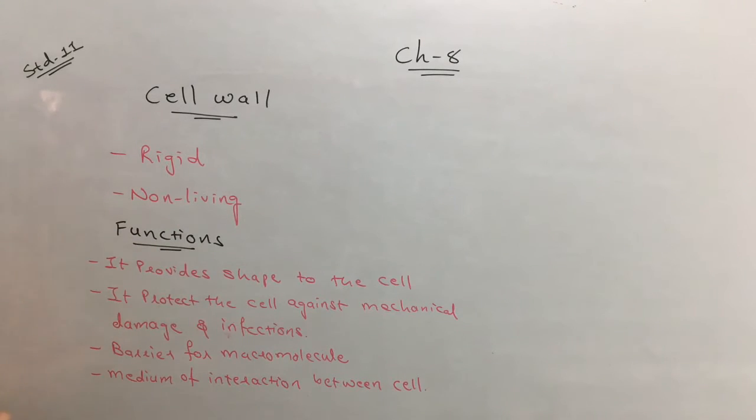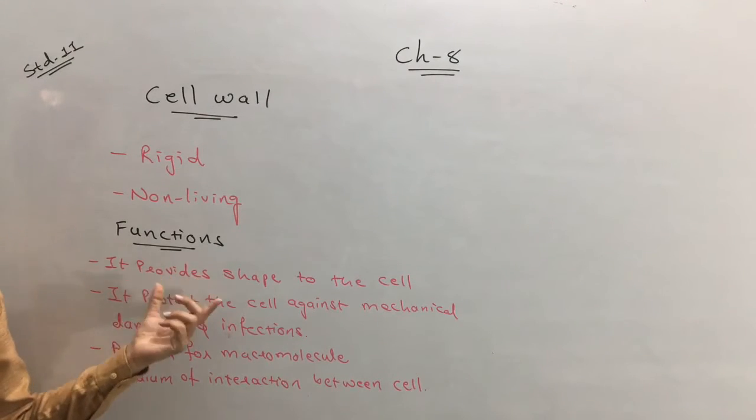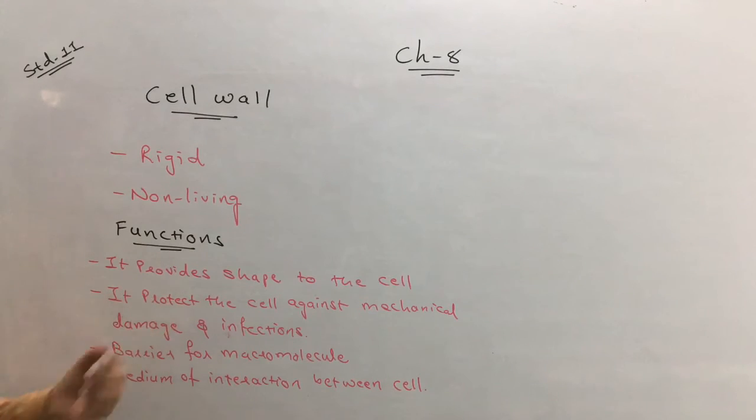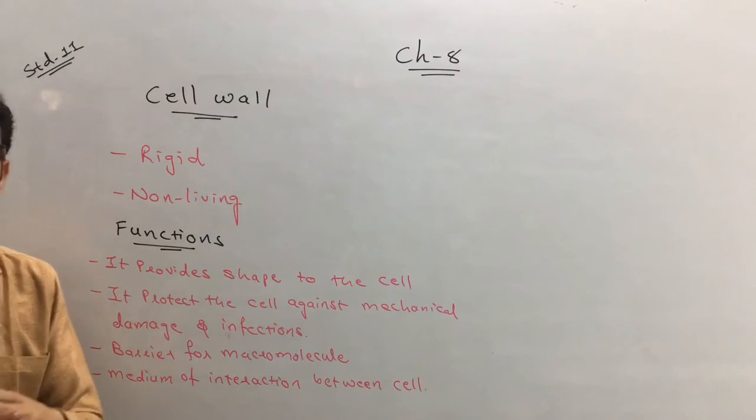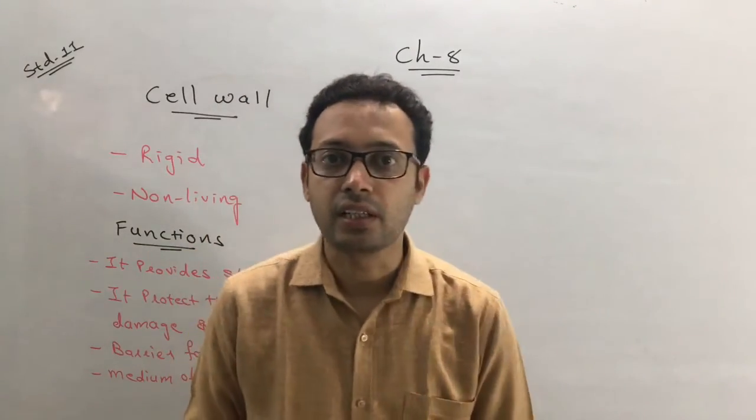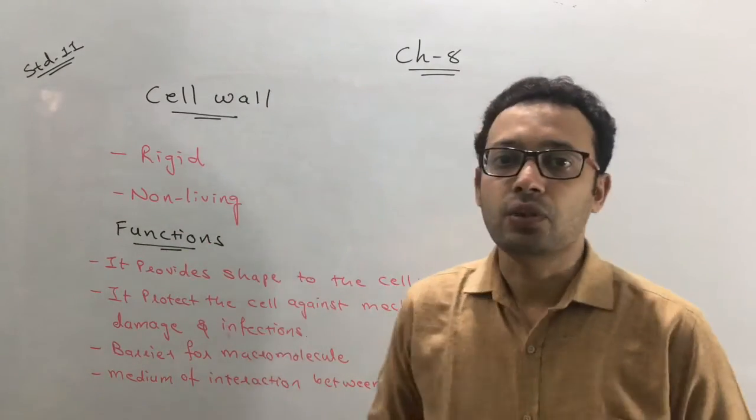I again repeat, what is a cell wall? The cell wall is found in plant and bacterial cells, but it is absent in an animal cell. It is a rigid, non-living structure, and these are the functions. It provides shape to the cell. It protects the cell against mechanical damage and infections. It acts as a barrier for macromolecules, meaning large compounds. And the fourth, it is acting as a medium of interaction between the cells, so they help in the communication between the cells.